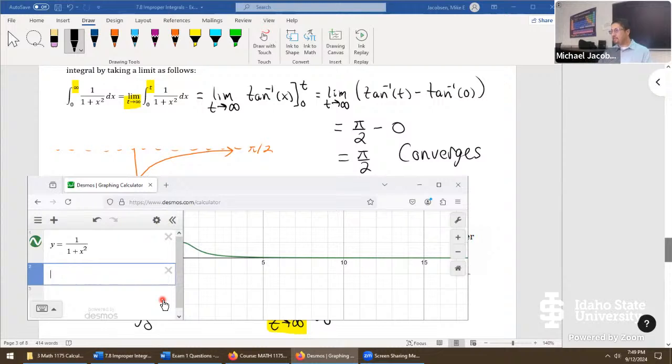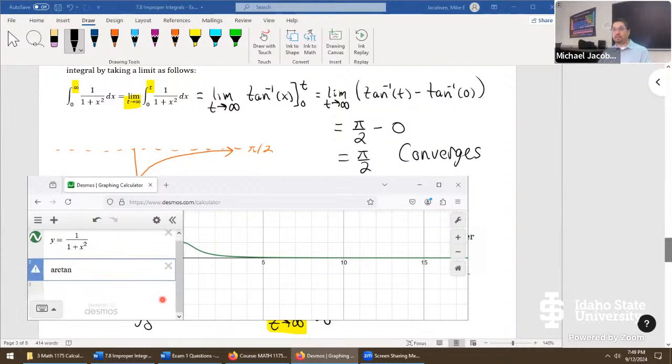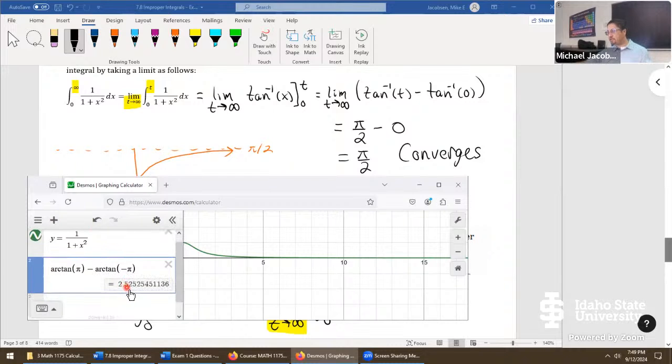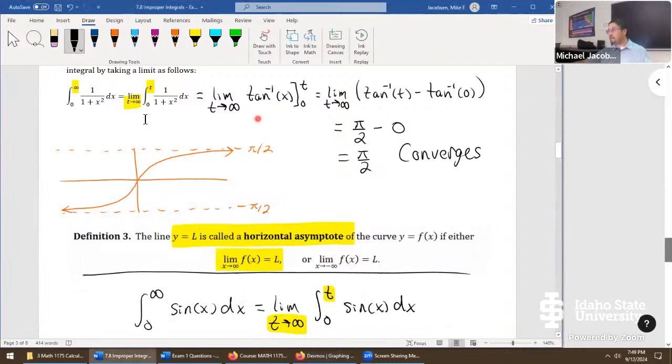It would have been tangent inverse. Can we do tangent inverse? Arctan? That's what they want. Arctan of pi minus arctan of negative pi. That would have come out to just some weird esoteric number on that one if we went from negative pi to positive pi. But if you go to infinity on this thing, that's where pi over 2 occurs. That's only because this is the antiderivative of 1 over 1 plus x squared.